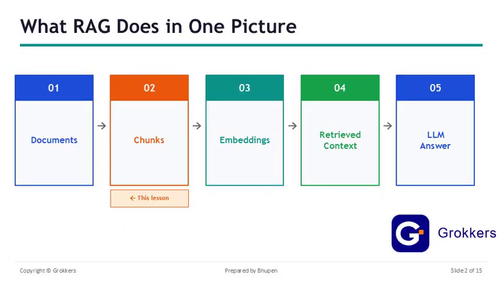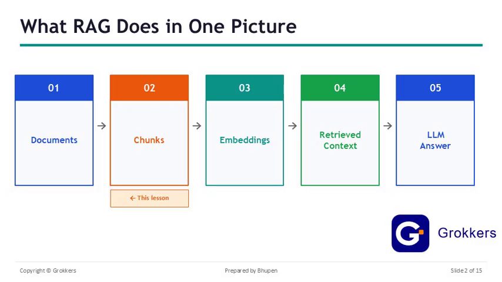Before going deep on chunking, it helps to see where it sits in the overall picture. A RAG system has 5 stages. Documents come in, PDFs, Word files, web pages, whatever your source material is. Those documents get split into chunks. The chunks get converted into numerical representations called embeddings. When a user asks a question, the most relevant chunks are retrieved. And finally, those chunks are passed to a language model to generate the answer.